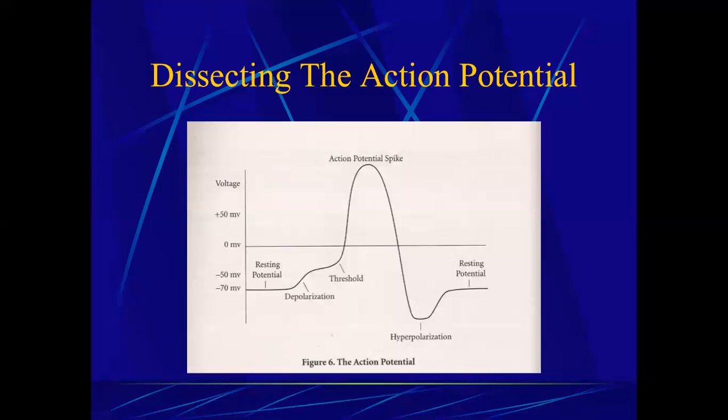Now, I mentioned that the two primary players are sodium and potassium. That doesn't mean there aren't others. For example, we have chloride, we have calcium, which are other ions that are responsible for neuron functioning. But primarily, sodium and potassium is at play here with the action potential. Are there any questions on the action potential?